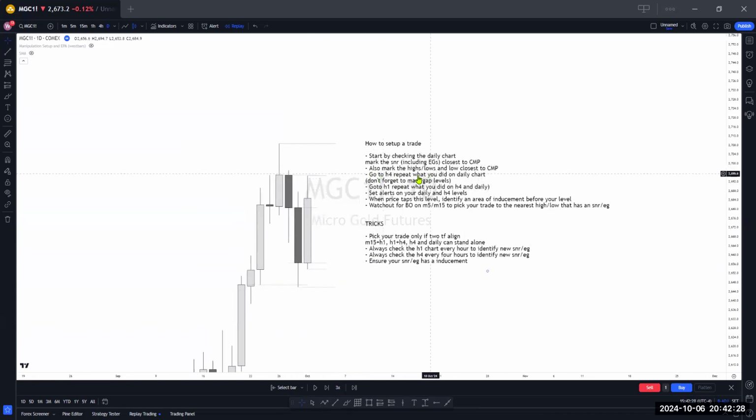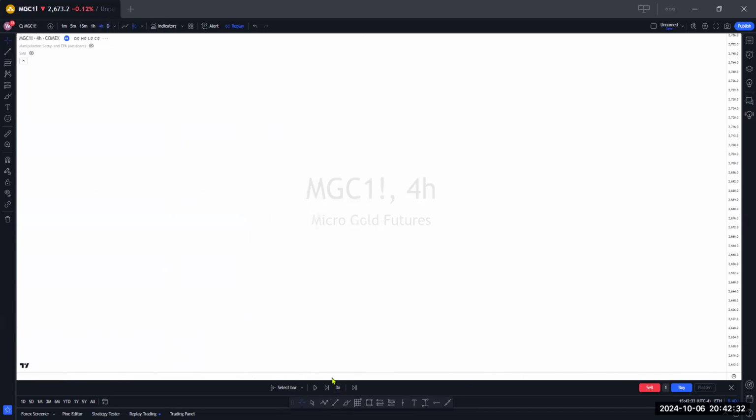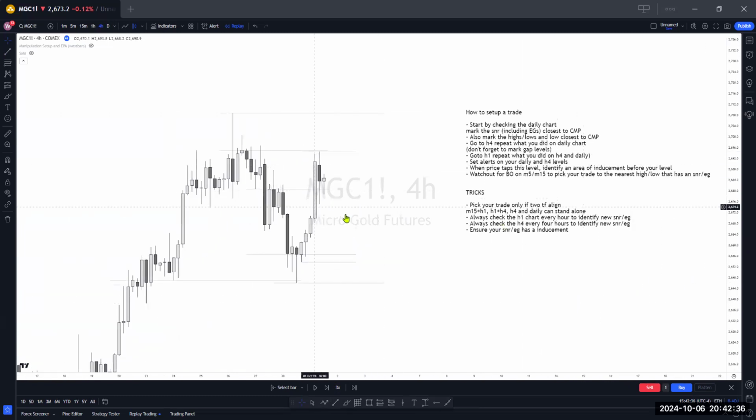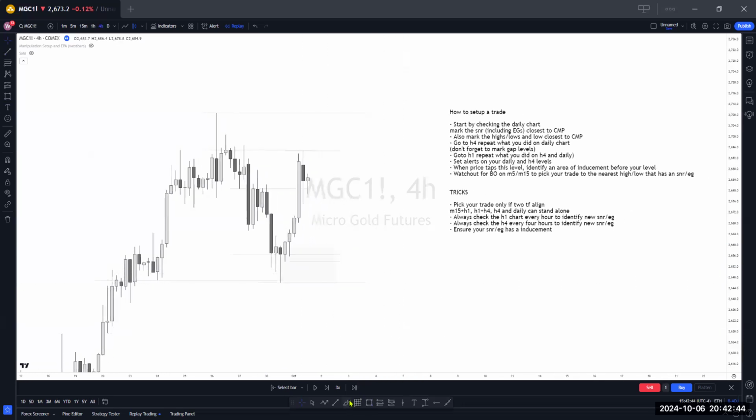All right, so go to H4, repeat what you did on the daily chart. So let's go to H4. Let's see if we can repeat what we have on the daily. So technically, this is what we have on the H4. So again, I have this engulfing. So I'm going to mark that engulfing.